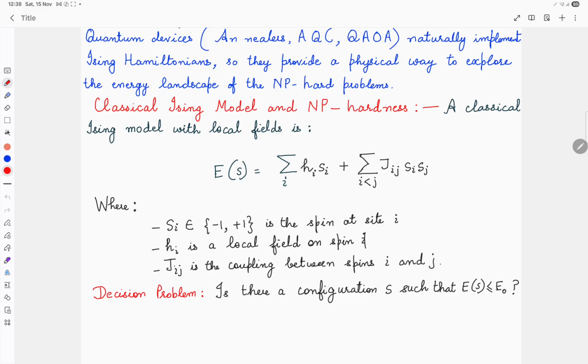So if you are able to find the ground state of the Ising model, that means we are able to find the minimum energy solution for that combinatorial problem. This is the pretext on which we will try to solve other combinatorial problems.